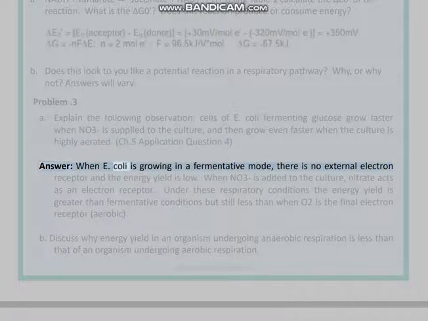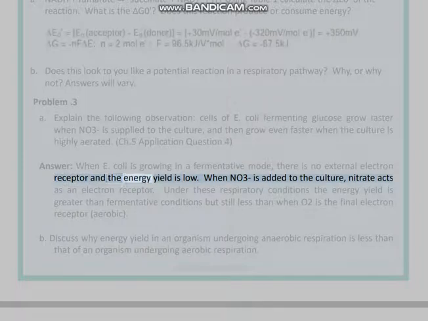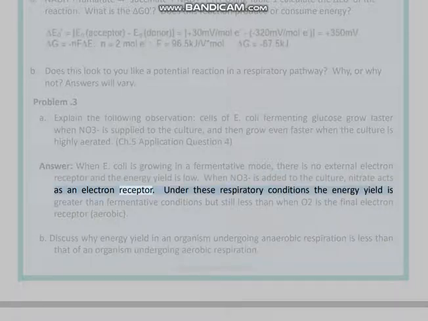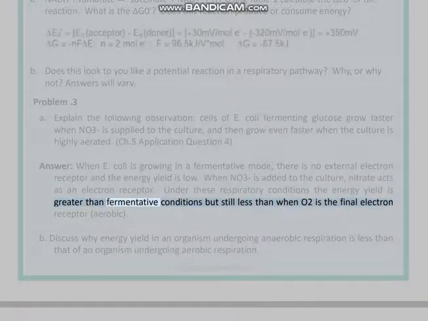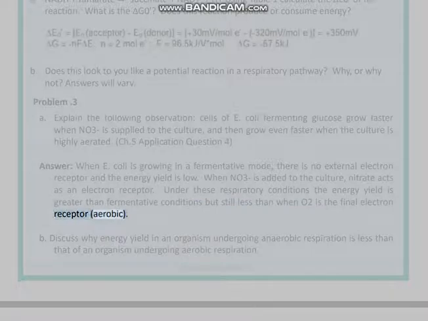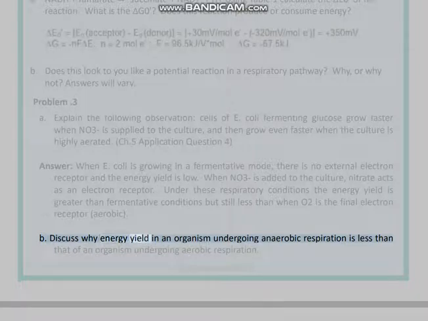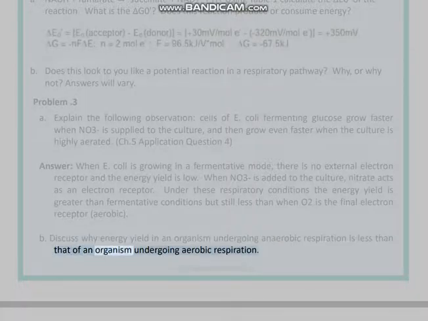Answer. When E. coli is growing in a fermentative mode, there is no external electron acceptor and the energy yield is low. When NO3 is added to the culture, nitrate acts as an electron acceptor. Under these respiratory conditions, the energy yield is greater than fermentative conditions, but still less than when O2 is the final electron acceptor, aerobic. B. Discuss why energy yield in an organism undergoing anaerobic respiration is less than that of an organism undergoing aerobic respiration.